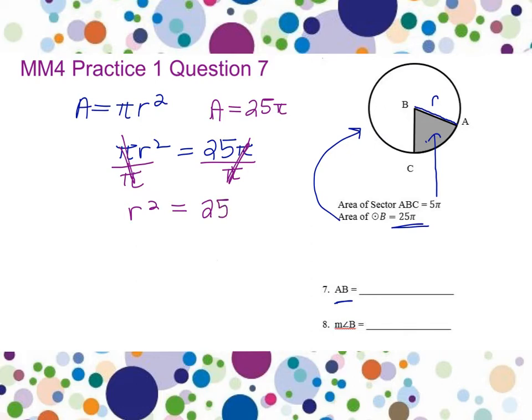So I'm left with the radius squared equals 25. And we've done a lot of problems like this year. I will take the square root of both sides, and the radius equals 5. We know the square root of 25 is both positive and negative 5, but we can only have a positive value for our radius. So AB, our length, is 5.